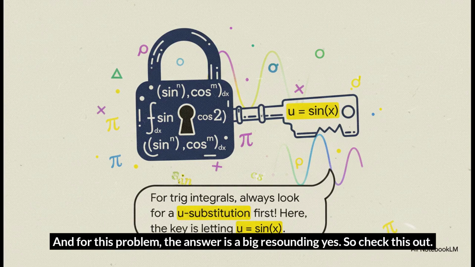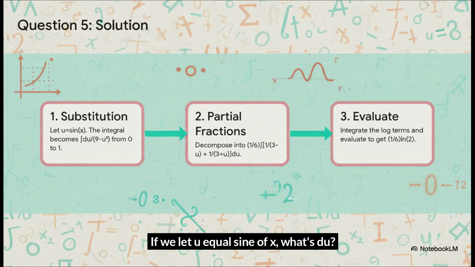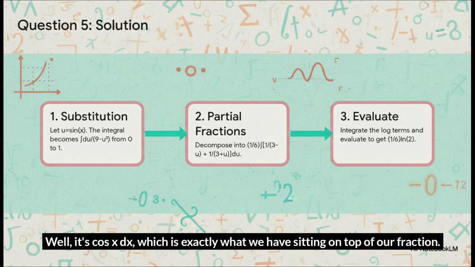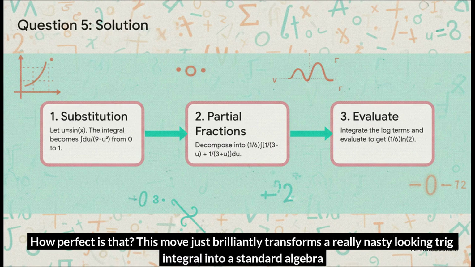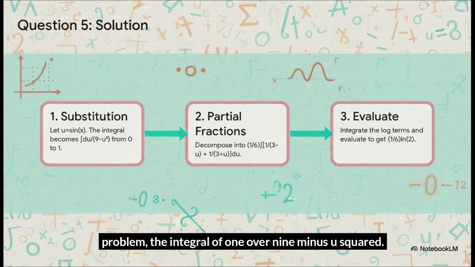And for this problem, the answer is a big resounding yes. So check this out. If we let u equal sine of x, what's du? Well, it's cos x dx, which is exactly what we have sitting on top of our fraction. How perfect is that? This move just brilliantly transforms a really nasty-looking trig integral into a standard algebra problem, the integral of 1 over 9 minus u squared.